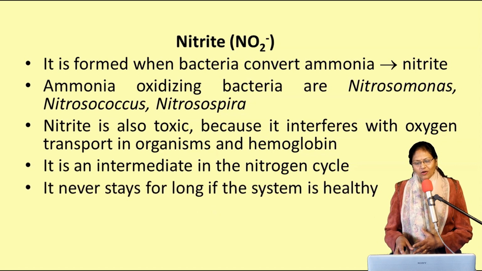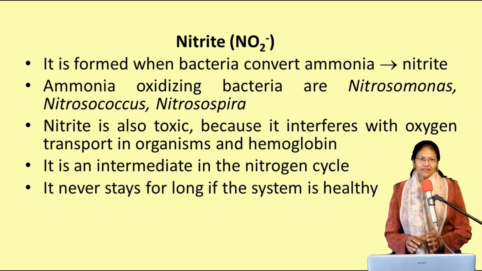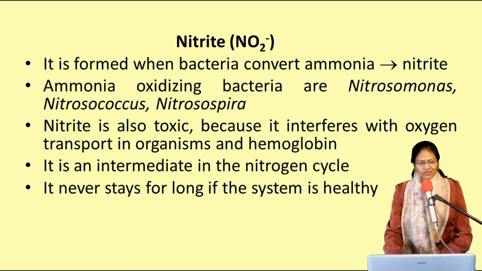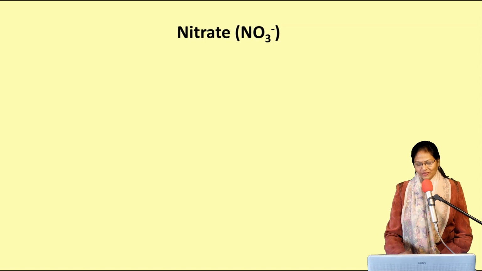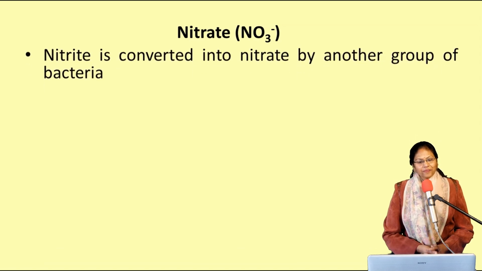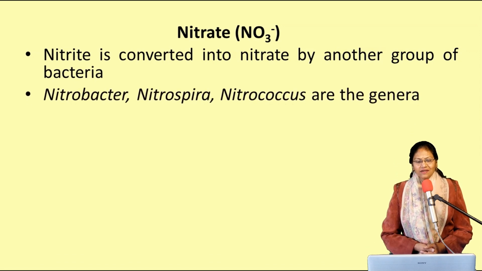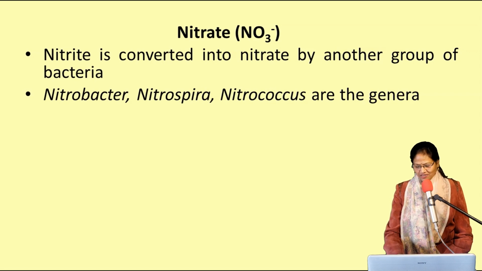It never stays for long in the system if the system is healthy, because again it will be converted, and we'll see that nitrite is converted into nitrate. So that's how the nitrate comes. Nitrite is converted into nitrate by another group of bacteria. This is also a process which is facilitated by microorganisms. Let's see which microorganisms. Nitrobacter, Nitrospira, Nitrococcus. These are the genera. All belong to bacteria. They can convert the nitrite into nitrate.